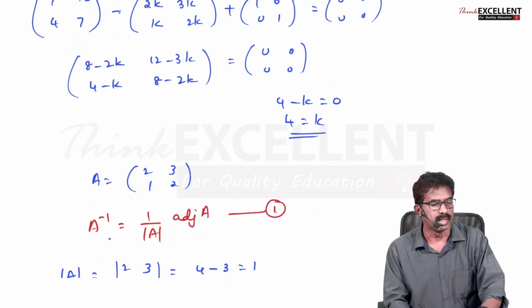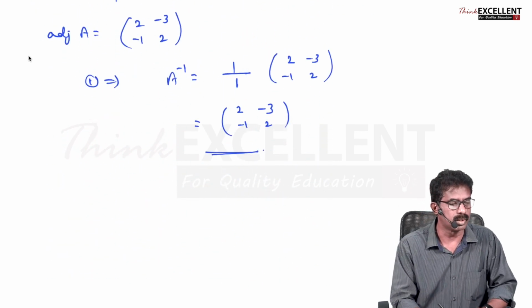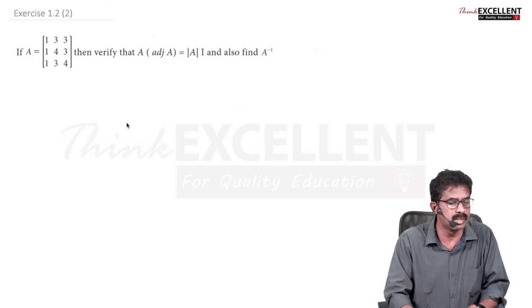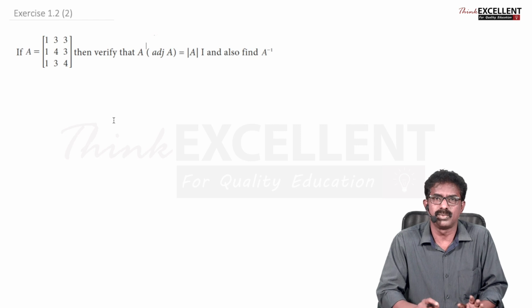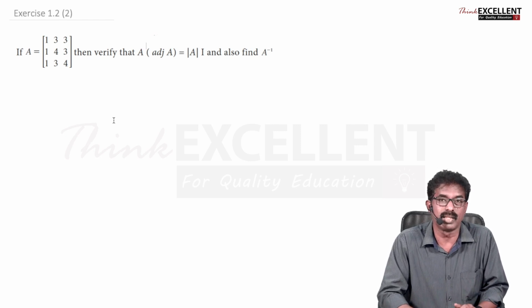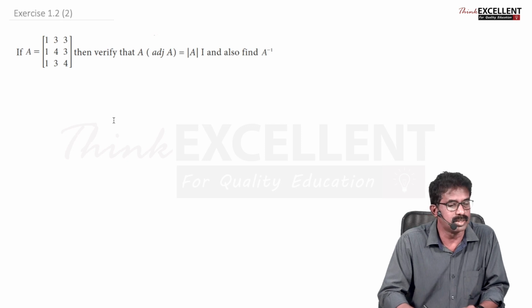So shall we go for the next question? It's a very simple question, you can do that. Now in the exercise, I'm taking a few important questions. In every question, you have to find the cofactor, because you need the inverse. You have to find the cofactor, then only you can go for adjoint, right?